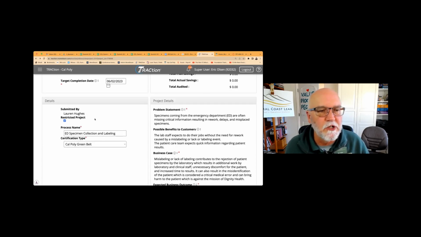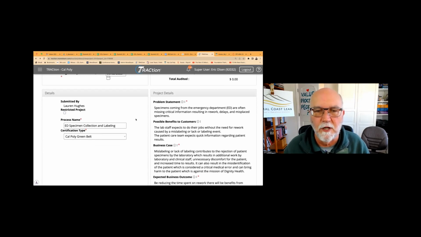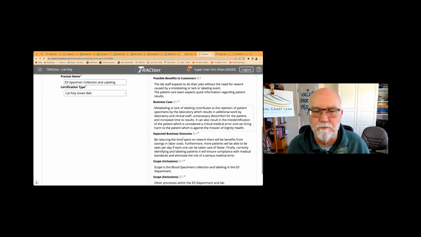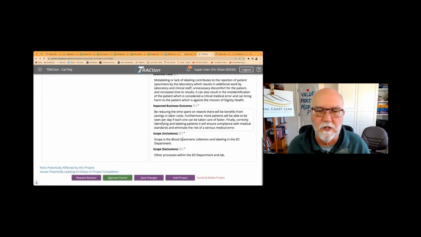Some basic information about the project here. You don't have to have it as being a restricted project unless there's something specific that you want to tell me about. You've got the problem statement. It's got little information tabs here that you can hold your cursor over, and you get a little pop-up telling you what they're looking for in that particular area. So: problem statement, benefit to customers, business case, expected business outcomes, scope, inclusion. These are all things you've already done some work on, probably at the draft level.